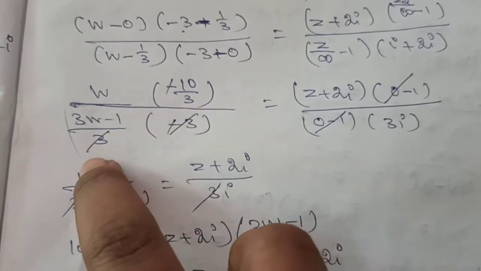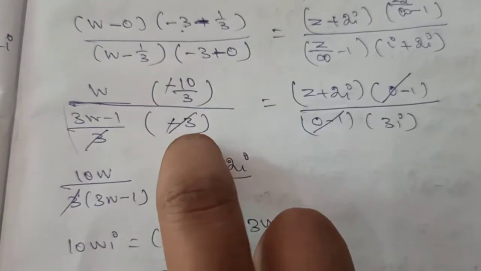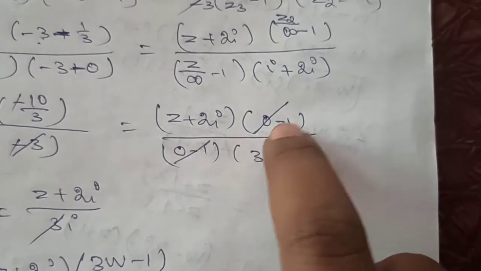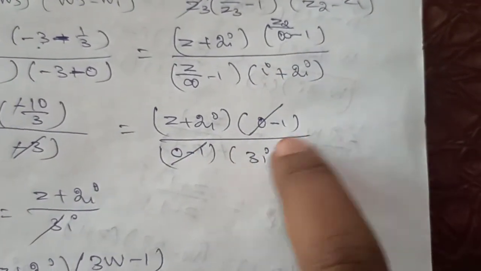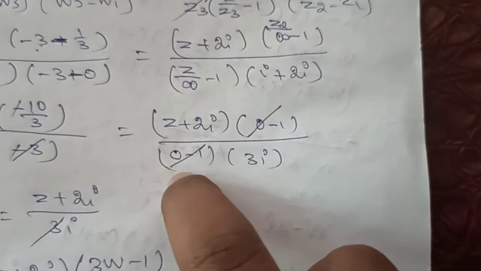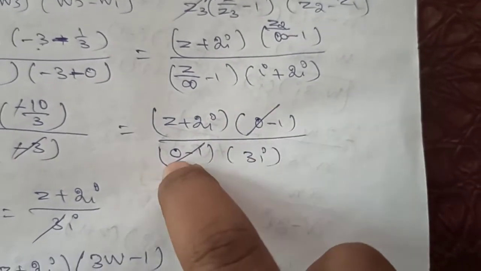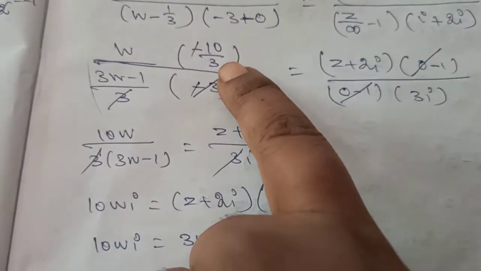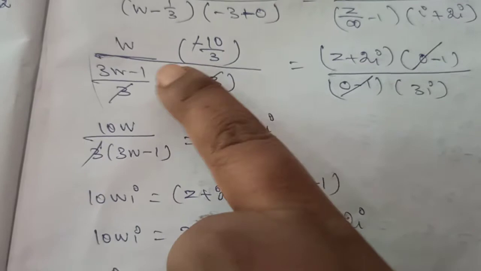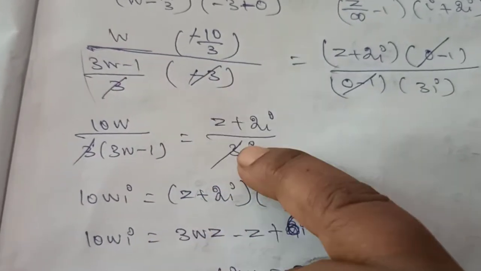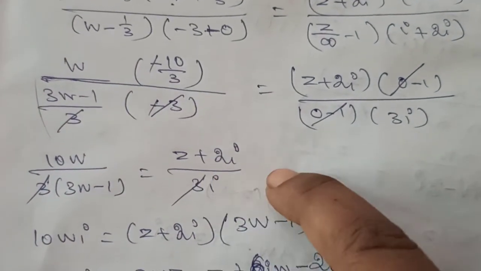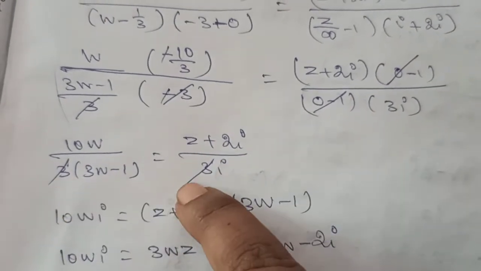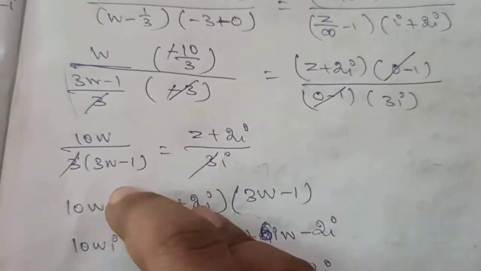That is equal to z plus 2i into, anything divided by infinity is 0, so 0 minus 1 divided by 0 minus 1, into i plus 2i becomes 3i. Now simplify: the 3 values cancel and the negatives cancel. So we can write 10w divided by 3 into (3w minus 1) equal to (z plus 2i) divided by 3i.